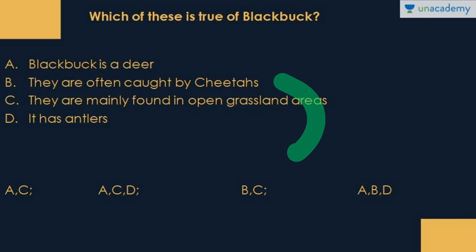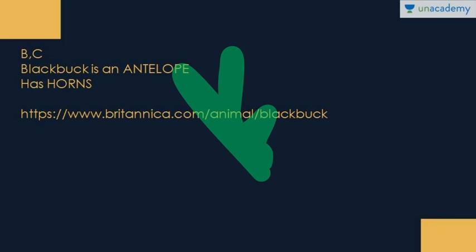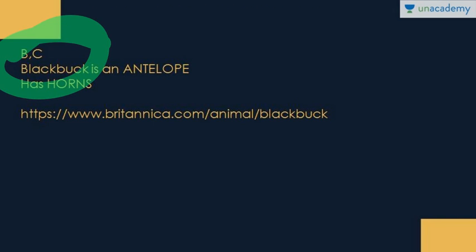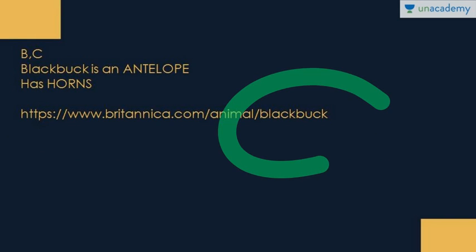So there's a difference between what is a deer and what Blackbuck actually is. Blackbuck is an antelope, and antelope has horns. They do not have antlers, something which you see on deers. You can just click on the pictures, and thereby you will come to know of the difference between an antelope and a deer. So Blackbuck is an antelope and it has horns and not antlers as was mentioned in the D option. So we here have B and C as the correct options. Also you can follow the same link to know more about the Blackbuck.